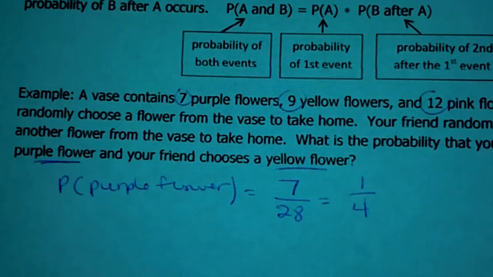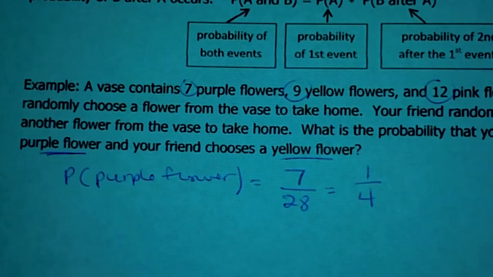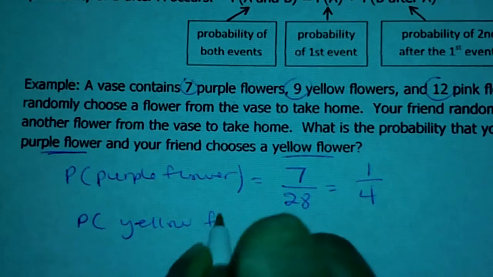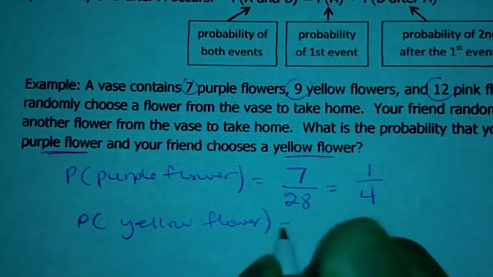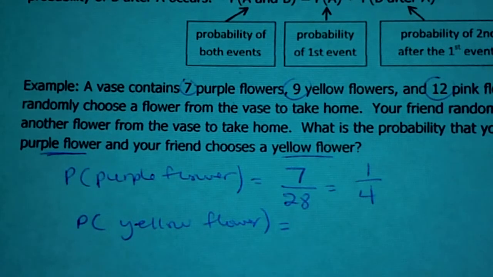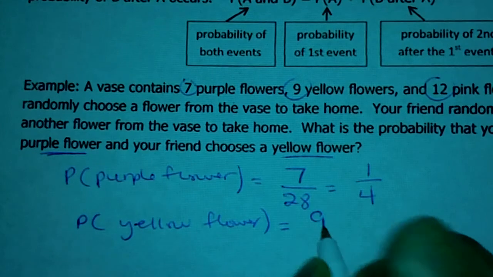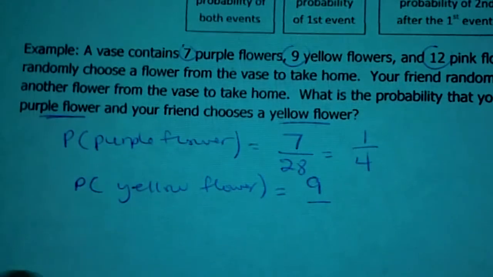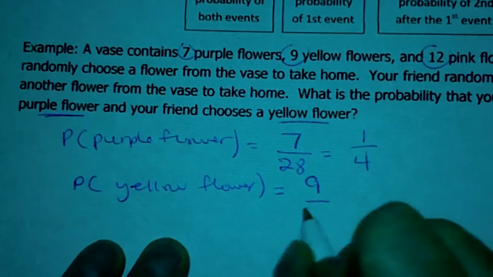Now we're supposed to multiply that by the probability of event B after A happens. So I want the probability of a yellow flower. And the first thing you need to know is how many yellow flowers are there to pick from. And it looks to me like there are 9 because I chose a purple one. So 9 is going to be my numerator. And now it's not over 28. How many flowers are left? I took one, right? So when I took the purple flower, that means there's only 27 left.